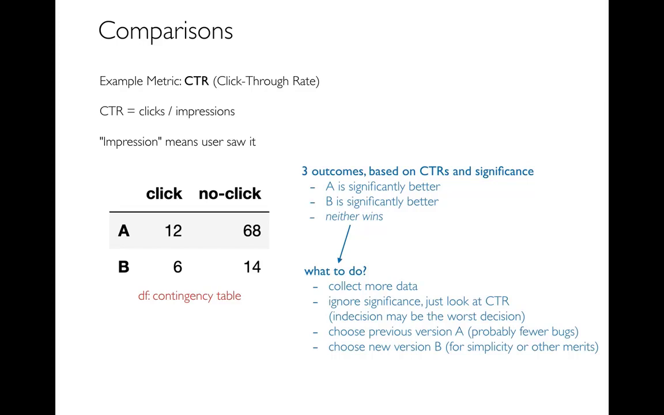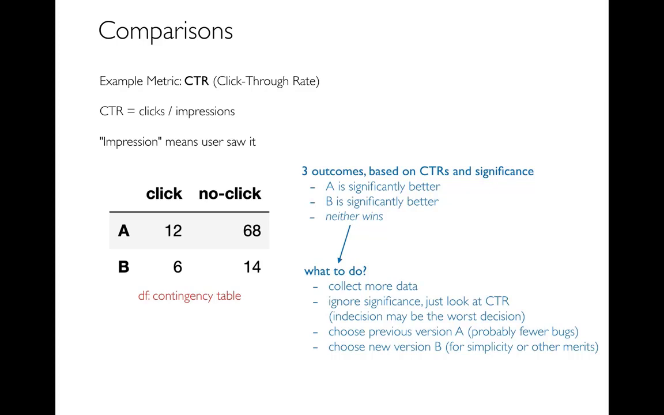The other thing you could do is say, hey, I just have to make a decision. People are going to keep going to the website and I have to show them something. Maybe I just ignore significance. Maybe I just choose whatever the best CTR is. I have to show them something. Why not? There might be other things that might weight you in favor of either version A or version B, if we can't really tell.